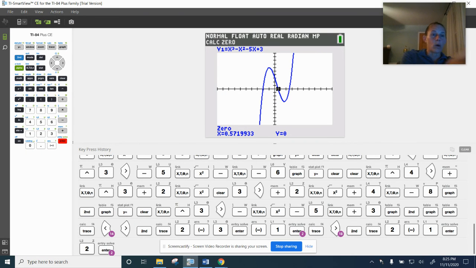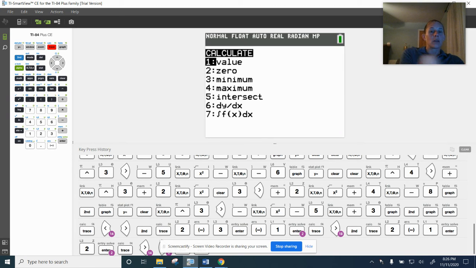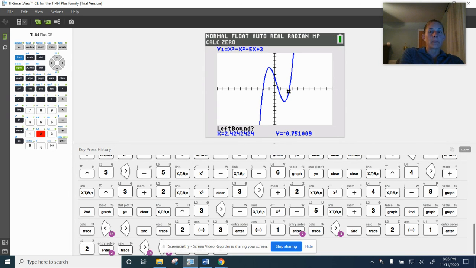Okay, and then the third one, I'm going to scroll over here with my trace. Again, this one, it's really close, 0.57. If I hit it again, it goes to -0.75. Trace is kind of useless when you're looking for exact answers. So I'm going to go to second trace, number 2, my 0 again. I'm going to tell the calculator, I think it's between 2 and 4. 2, +2, +4.